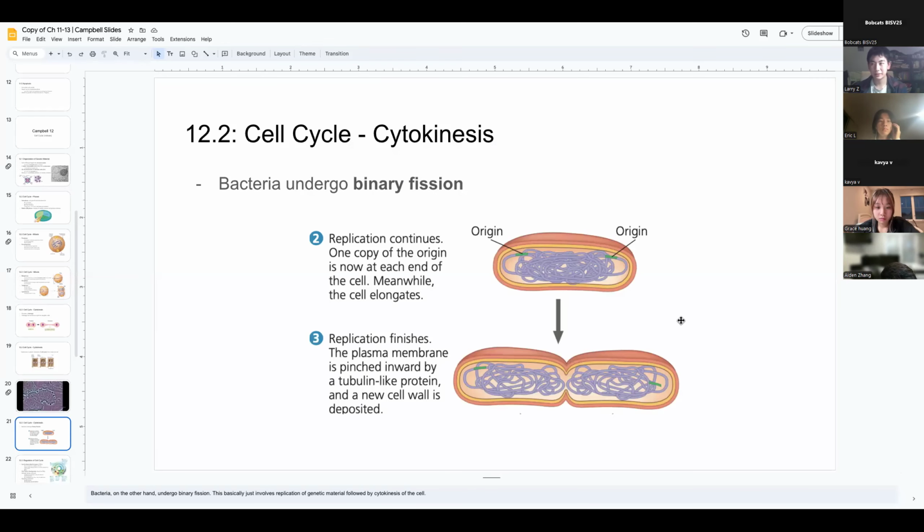I'm going to talk about bacteria now. Bacteria don't actually do mitosis because they're really simple and they don't have organelles to share. So bacteria are basically just a cell membrane coating with DNA inside it and nothing else. So what they do is a process called binary fission.